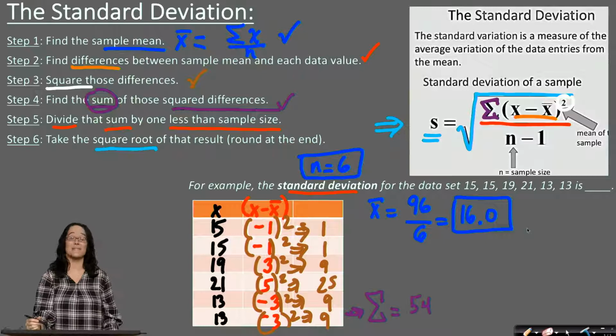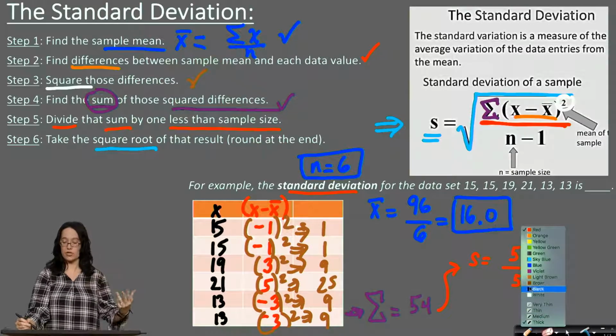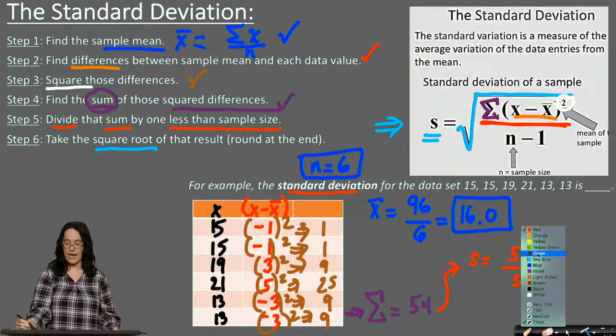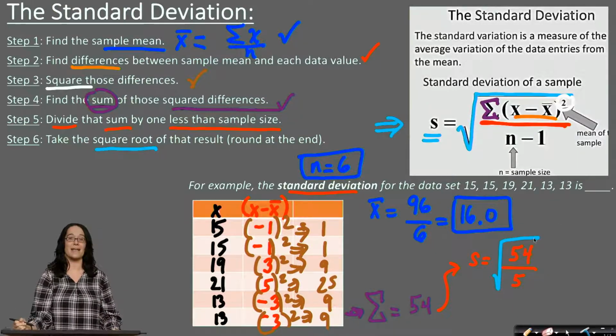So the next step is to divide by n minus 1. So here we go. To find our sample standard deviation, we're going to have 54 divided by 1 less than n, which is 6, so dividing by 5. But that's not the end of it. Because we had originally squared the values, we have to undo that by taking the square root of that quotient.